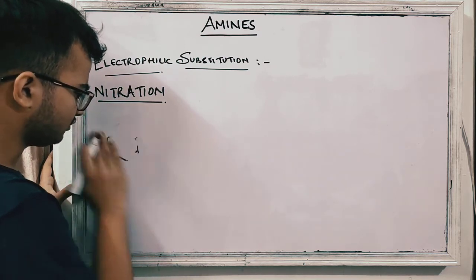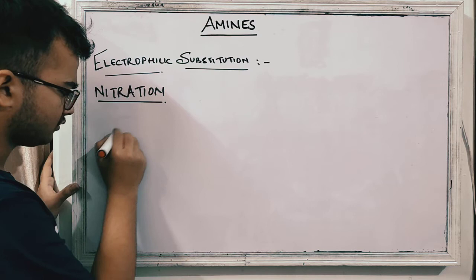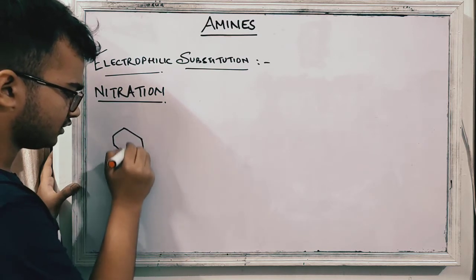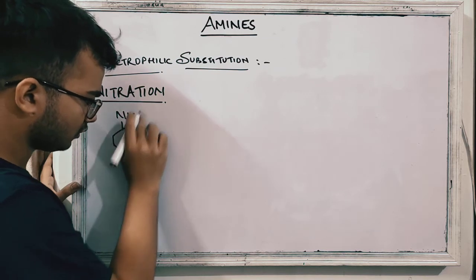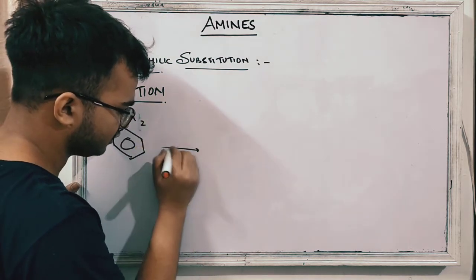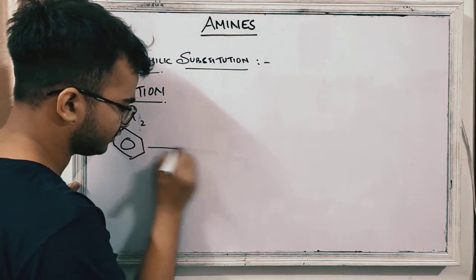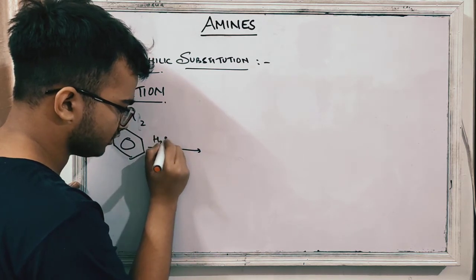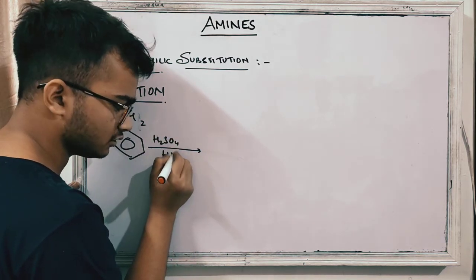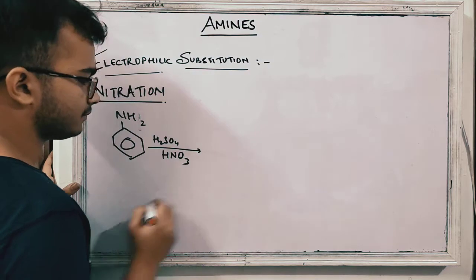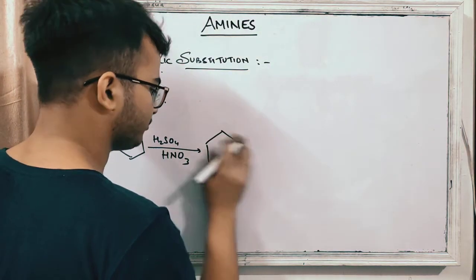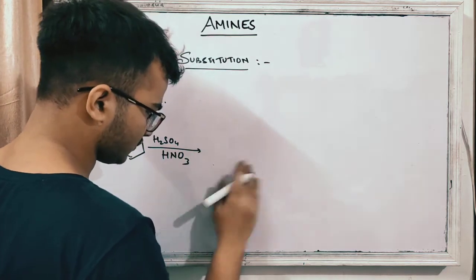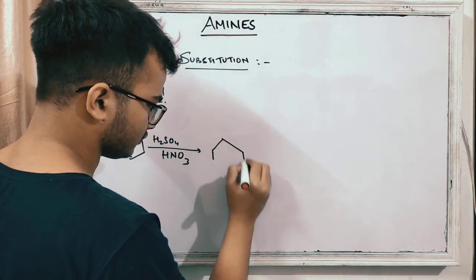Nitration is a peculiar case, please try to remember it. So, this is nitration I am performing, this is my aniline NH2. So, for nitration you have to react it with H2SO4, HNO3. So, what happens here is you get three products. What you get here is like this.